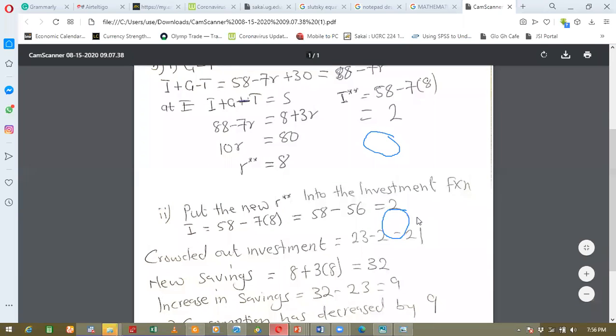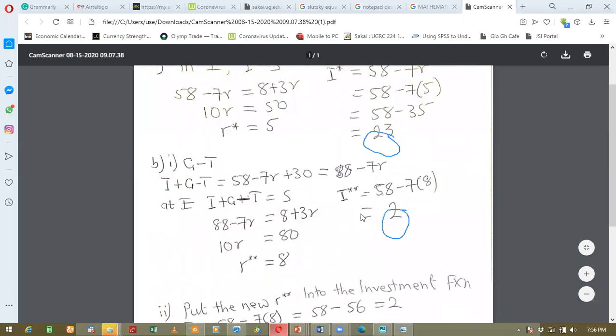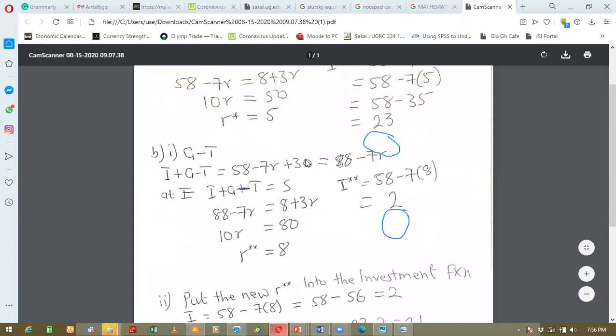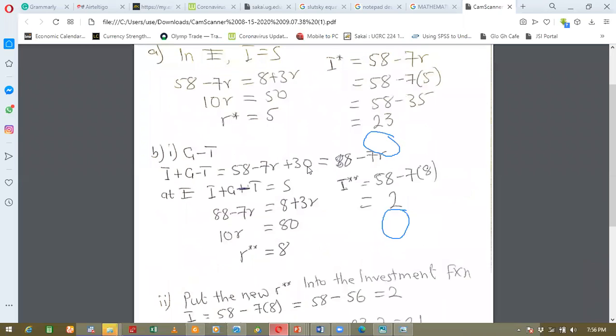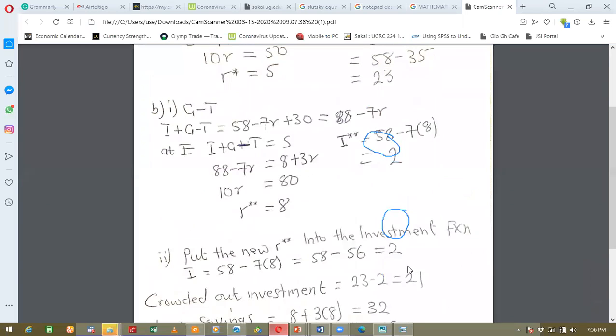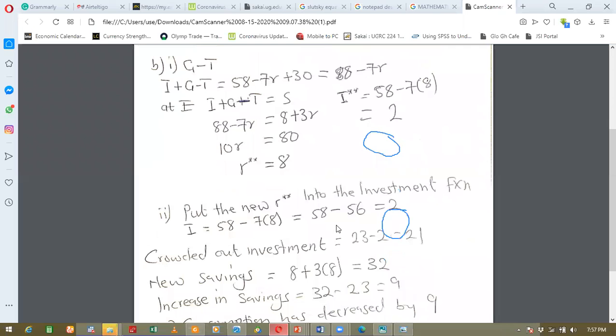Is 21. So here, government spending has increased by 30, which means that there's an initial increase of 30 units in AD. But now investment has fallen by what? By 21. So it means that the increase in AD now is just 9, because the 30 units increase is being taken away by this 21 decrease in investment. So we are left with just a 9 unit increase in aggregate demand.